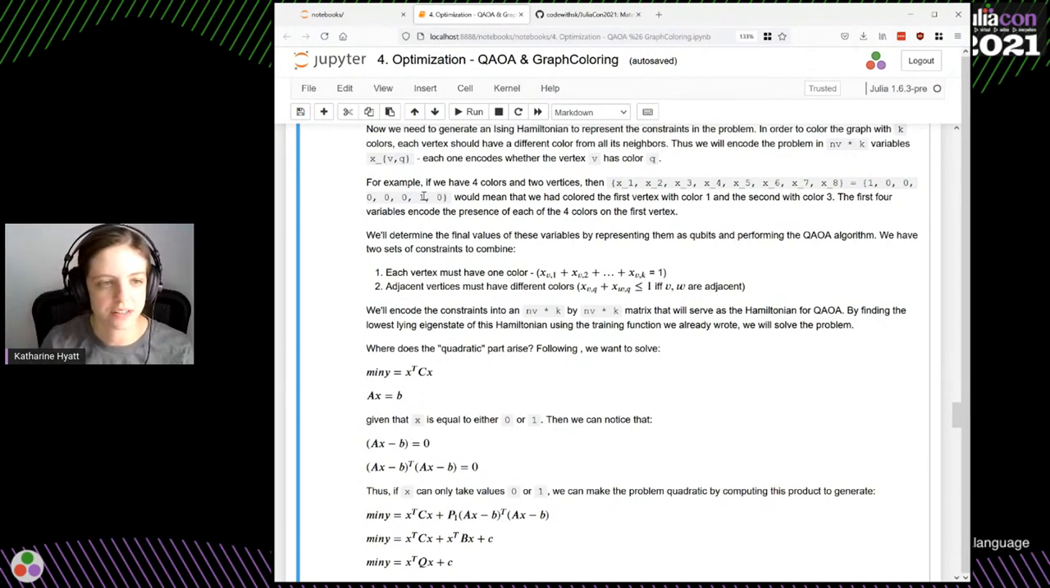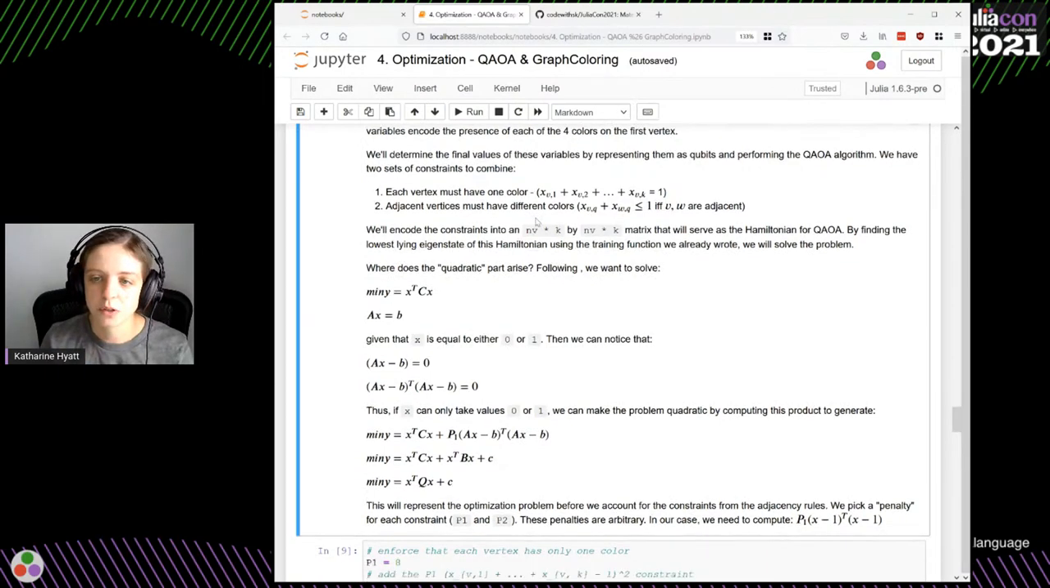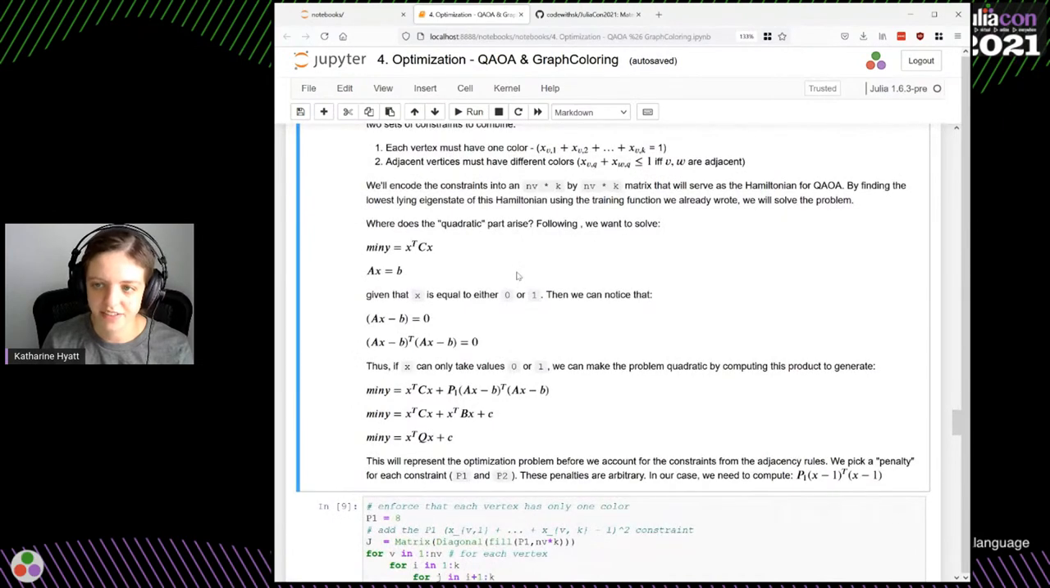To encode our constraints, we have 2 constraints we need to satisfy simultaneously. Each vertex has to have 1 color at most. That makes sense. So that means the sum over all colors for a given vertex must be 1. And then adjacent vertices have to have different colors, since this is the whole point of doing the graph coloring. So the sum for a given color of adjacent vertices V and W must be less than or equal to 1, given that V, W are adjacent. And so we're going to encode the constraints into an NV times K by NV times K matrix that will serve as the Hamiltonian for this problem.